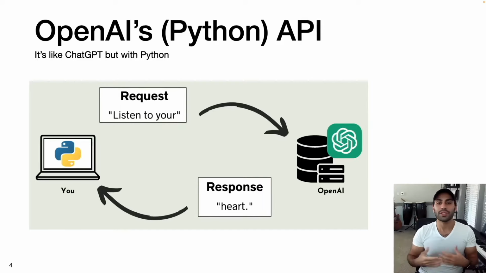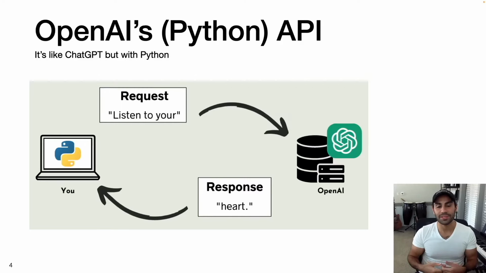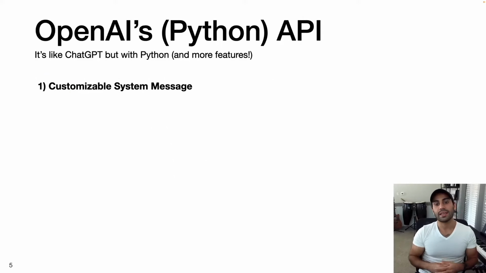And so you might think, what's the upside of doing it this way? This just sounds like the same thing with more steps. While there is a lot of overlap, there are unique features in the API that are just not available in the easy user interface that is ChatGPT. One example is a customizable system message. This is essentially a message that you can use to set the tone for your chatbot, basically set the context, give it its motivation, its task.